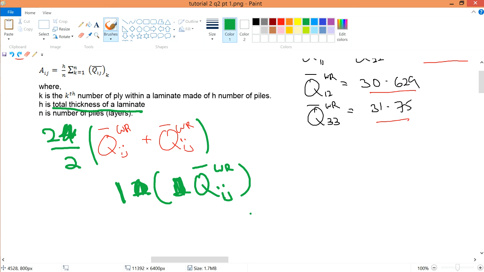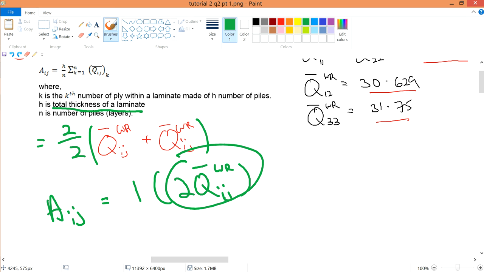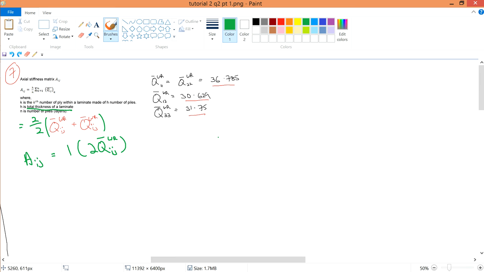Hopefully this is pretty clear. For Aij, it is equal to 2 times your Qij woven roving. So if I were to write it in terms of matrix, it's just simply writing them down already. So A11 will be equal to 2 times this one, right? 2 times of this. So 36.785 times 2 is actually okay. So this thing over here is 2 times your Qij, so this is actually your Q̄11, which in the end is A11 bar woven roving.